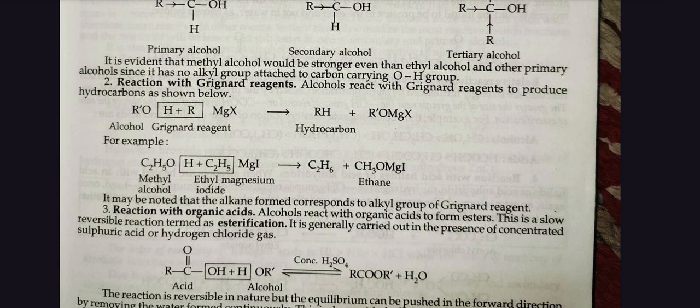Second reaction, with Grignard reagent. Alcohol reacts with Grignard reagent to produce hydrocarbon as shown below. Alcohol plus Grignard reagent gives hydrocarbon.